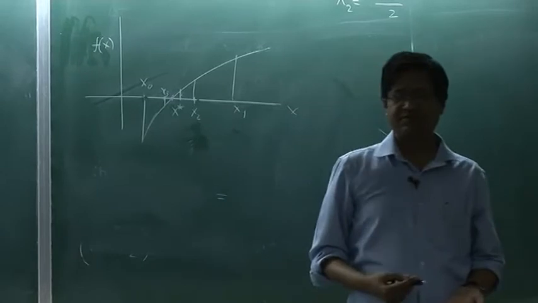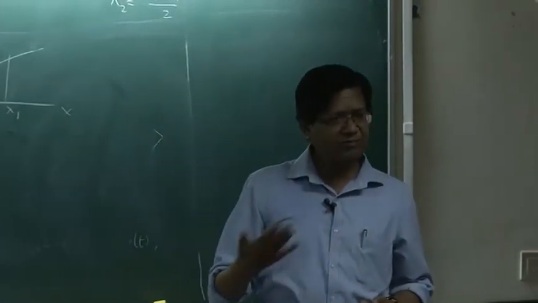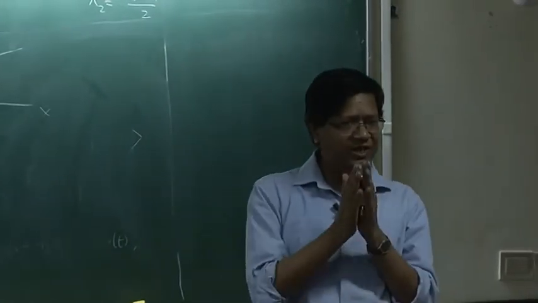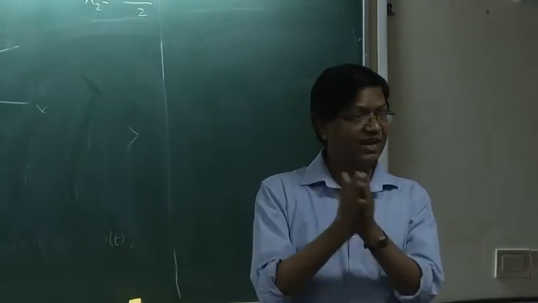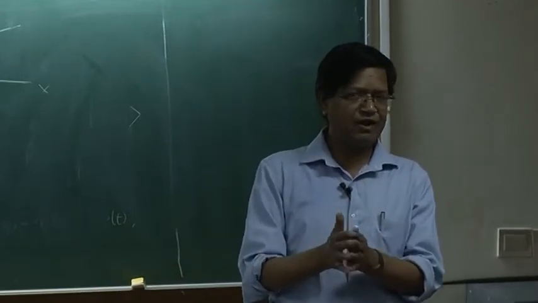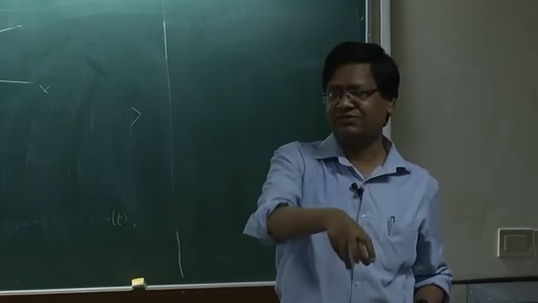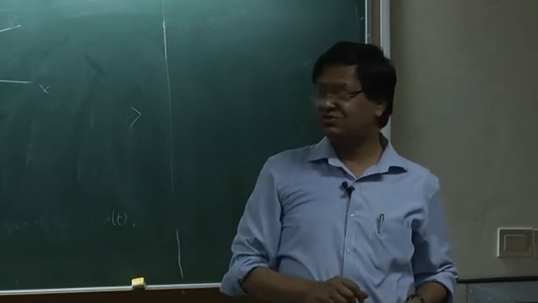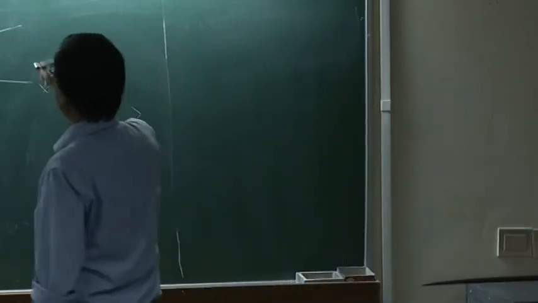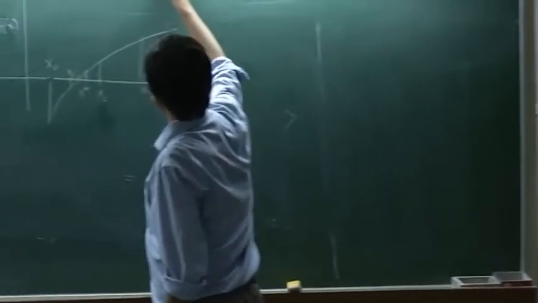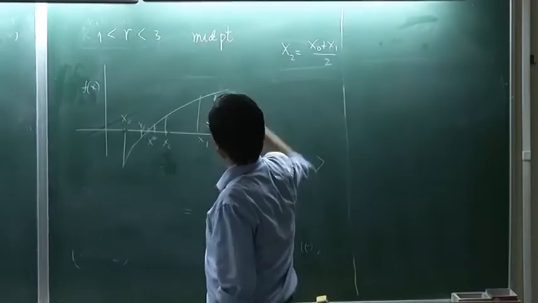So iterate this. Keep computing the midpoint, and the midpoint will either be the next left or next right, and it will very quickly converge to the solution. So this is called the midpoint method. This is straightforward, you just have to program it and you can get it.